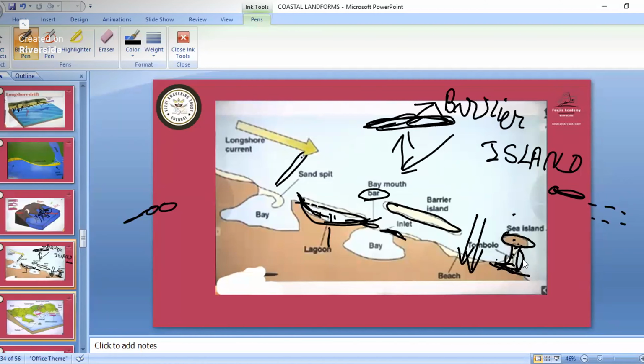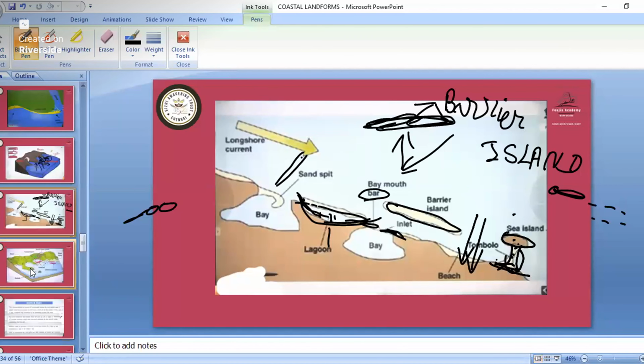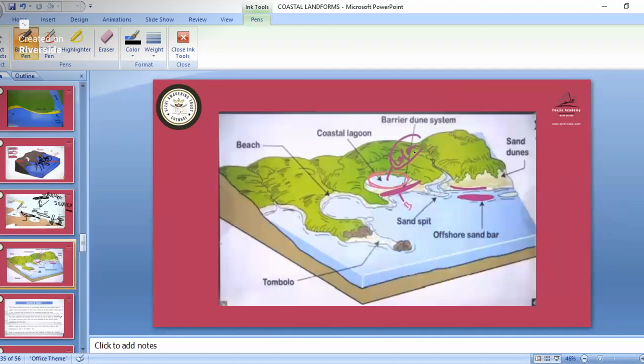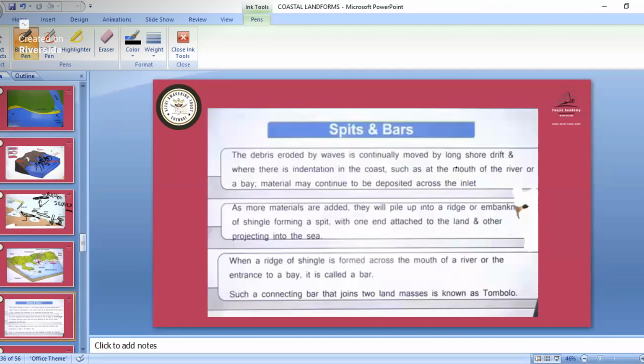So this is also a deposition landform of the coastal landforms. So see here, we have the formation of the lagoon. All this brackish water has settled here. So this is the lagoon. Then we have the sand spit here. We have sand dunes. So these are all the deposition landforms. So spits and bars we have studied. All those definitions are given here.